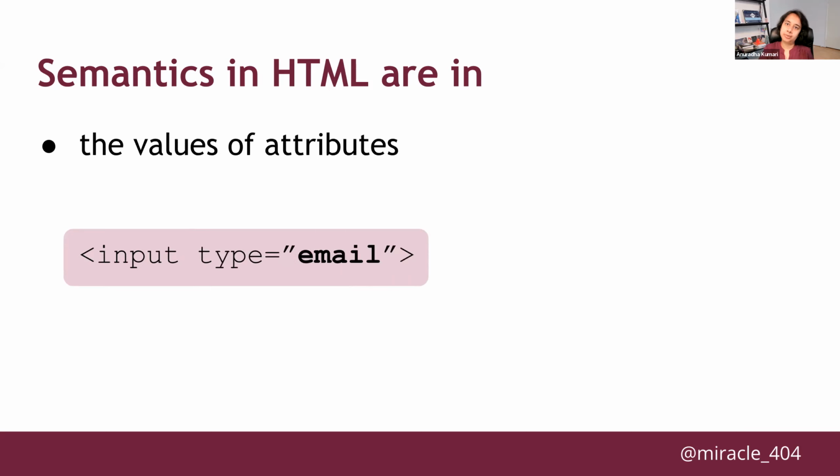Then the values of attributes. There are key value pairs of attributes. For example, input can have different types. It can have text, email, telephone, number, password, and so on. These specifically say what kind of data can be filled in that input. So this also defines what kind of value can be in these input elements. So these are what define the semantics in HTML.